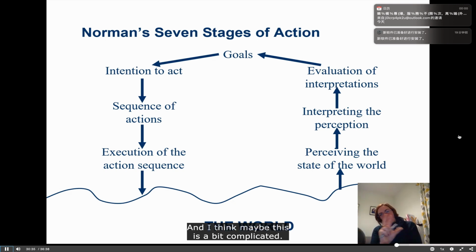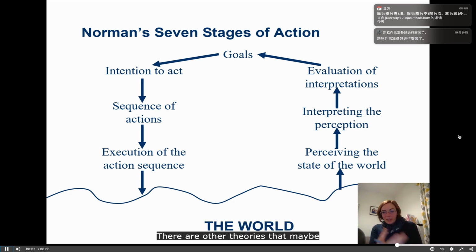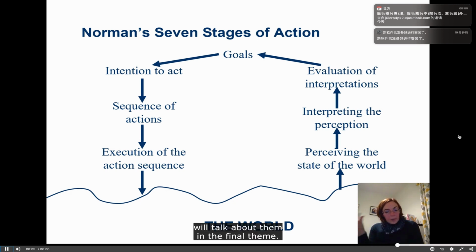I think maybe this is a bit complicated. There are other theories that maybe explain this a bit more easily. We'll talk about them in the final theme, actually, where we talk about things like sense making. But nevertheless, Norman put together something he called 7 stages of action.